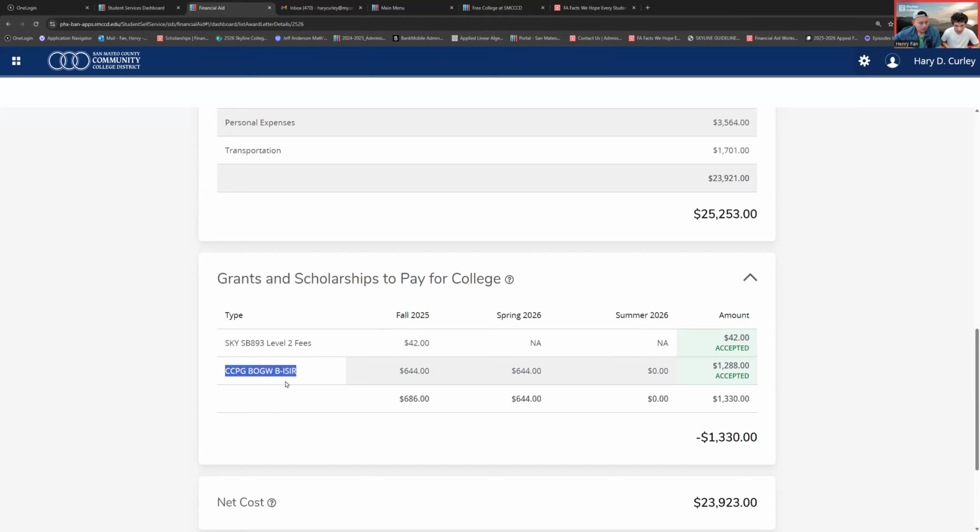What does this mean, Harry? CCPG, I think that's California College Promise Grant, correct? Yep. And it used to stand for Board of Governors waiver. Does that mean you're going to get $644 into your bank account or BankMobile in the fall, Harry? I hope so.